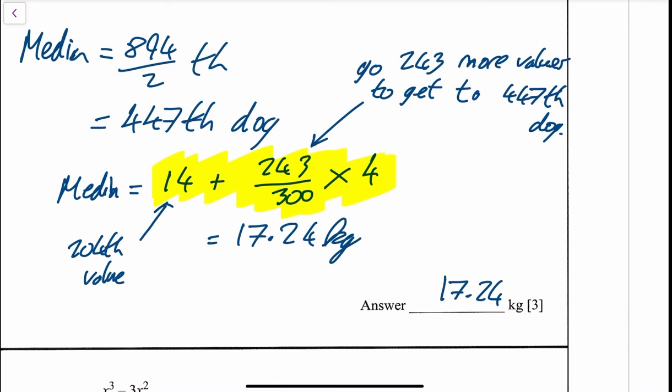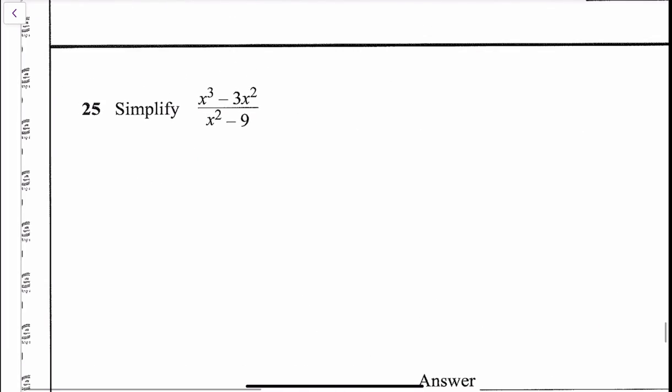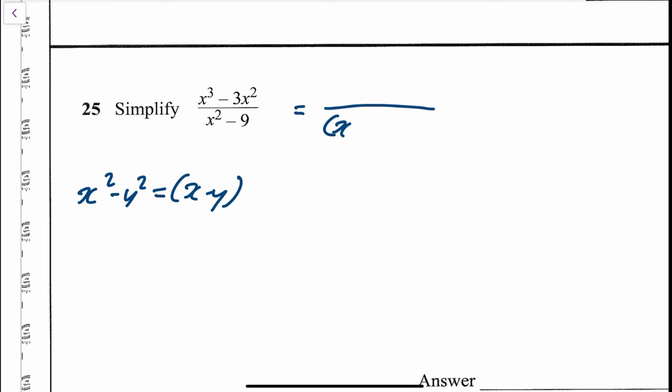Okay, right, after that horrendous question, what we have got is a very easy question in the end. It's very, very easy if you learn your difference of two squares, which people seem to refuse to do. So the difference of two squares is this identity here: x squared minus y squared is (x minus y)(x plus y). So that's what you've got in this bottom line.